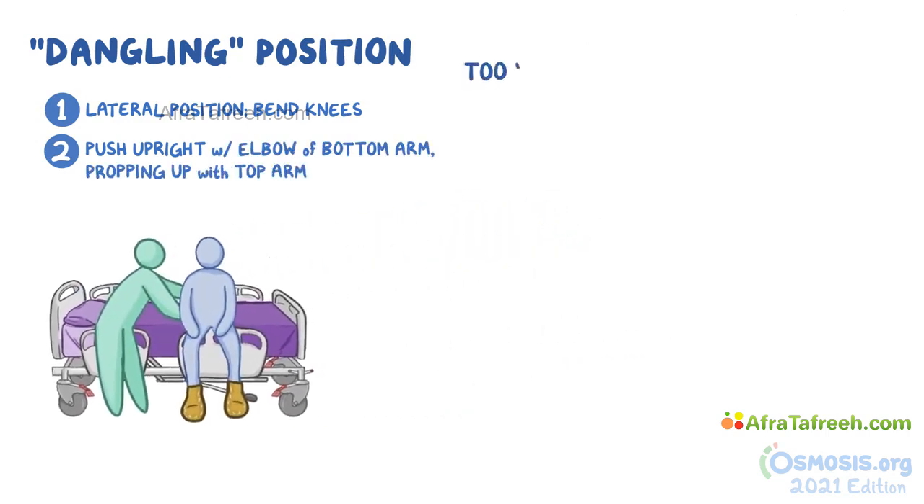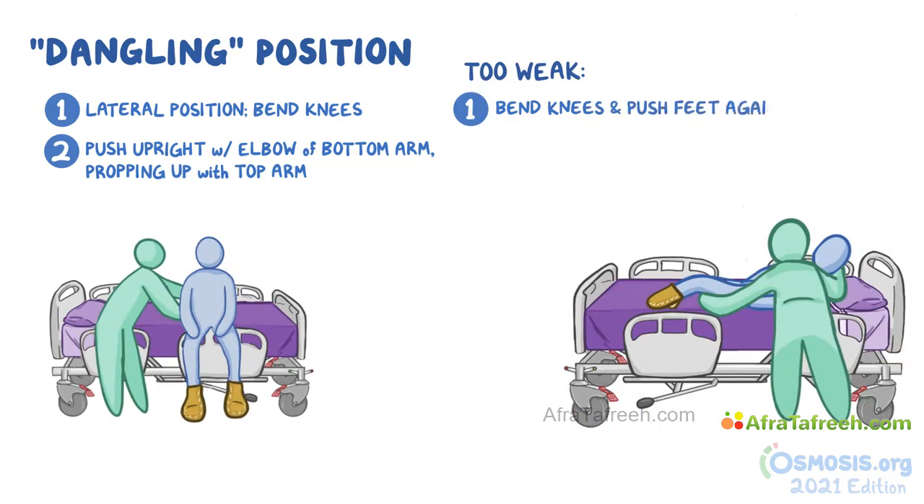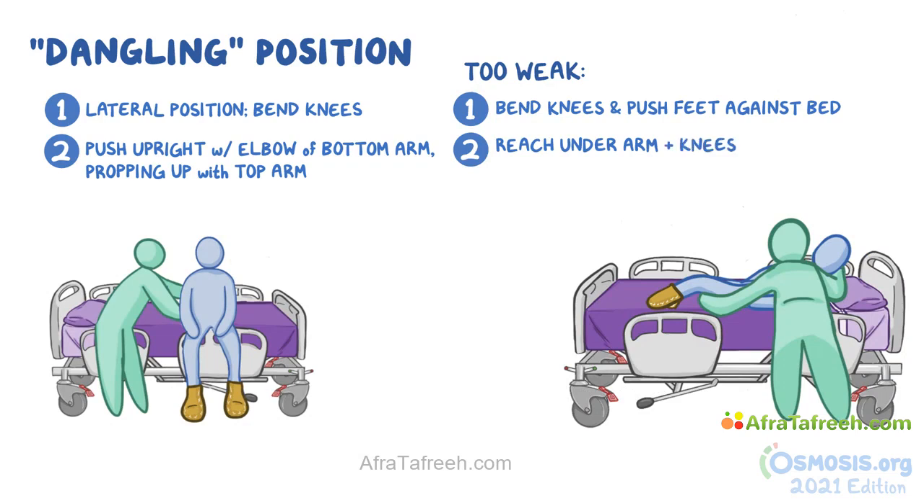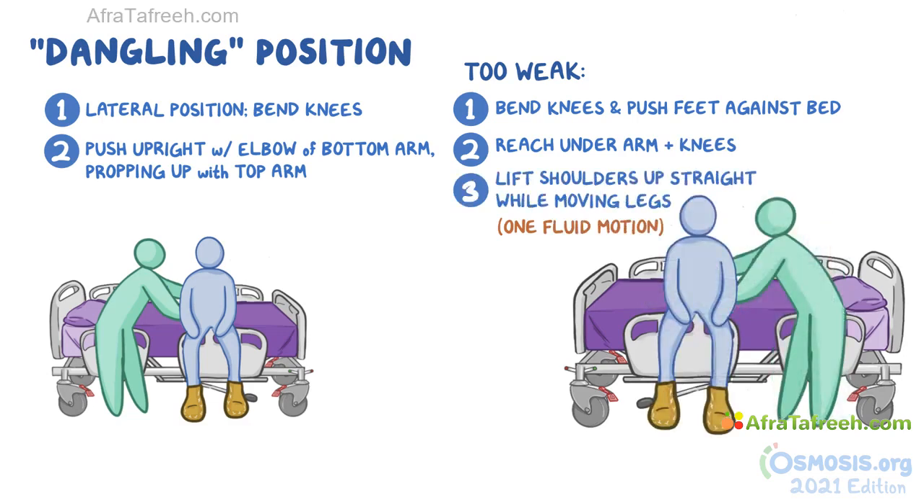Now, some people might be too weak to do this, so you'll need a more hands-on approach. Ask them to bend their knees and push their feet against the bed. With one hand, reach under their arm to support their shoulder and back, while reaching under their knees with the other hand. On the count of 3, in one fluid motion, lift their shoulders up straight while moving their legs off the side of the bed.